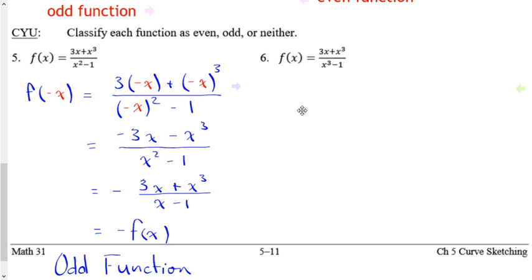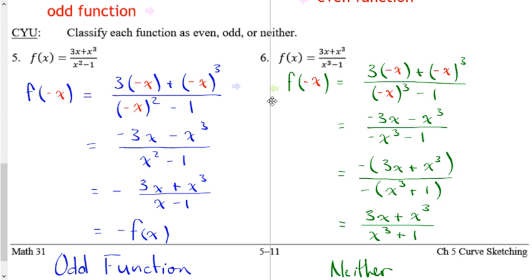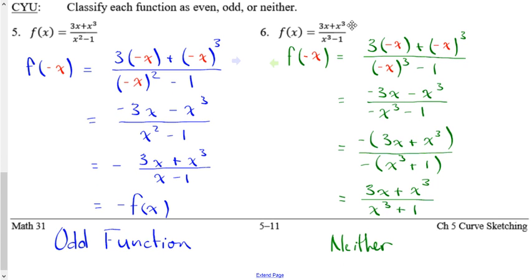For number 6, this time I get neither. In the numerator, I get a common factor of -1 that I can take out. The denominator now also has a common factor of -1 I can take out. Those negatives cancel out. But now notice my denominator is an x cubed plus 1, not an x cubed minus 1. It's not identical to the original function, nor is it the negative of the original function. So we say this function is neither even nor odd.